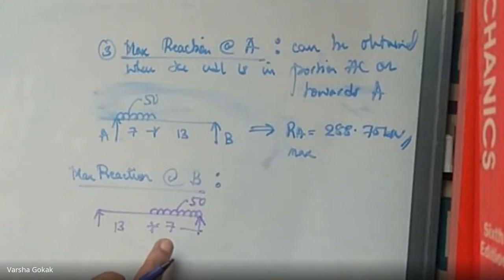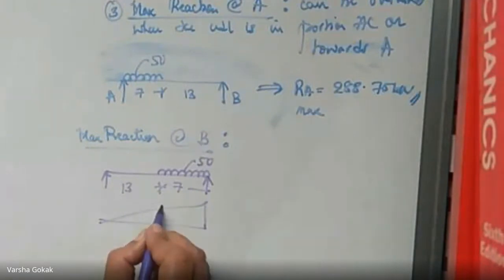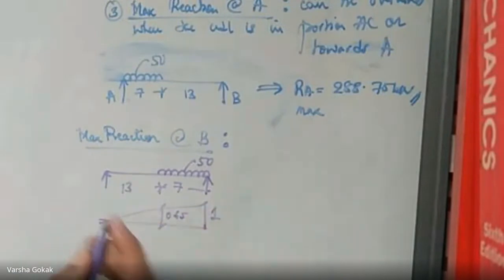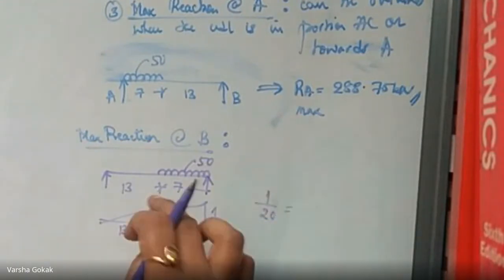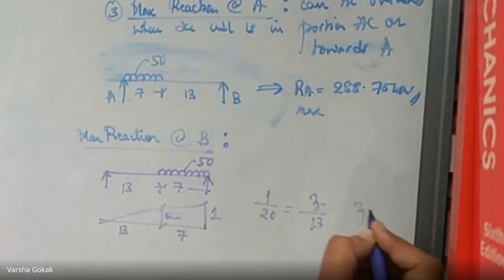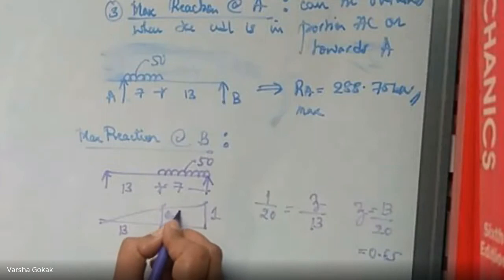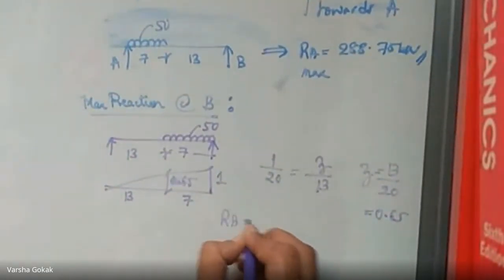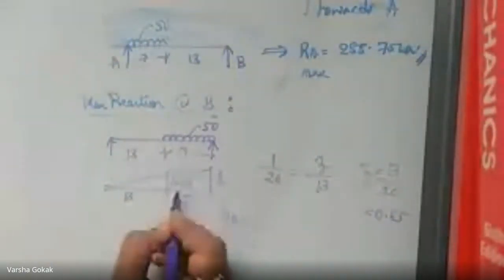So this is how I'm going to place the load to get the maximum reaction at RB. Accordingly, if I'm placing it like this, my IID diagram would be in this pattern, correct? Here. And this is your 1 and this is 0.65, just the reverse case. This is 7, this is 13. Else also you want to calculate, you can always calculate. It is 1 divided by 20 equal to z divided by 13. So z would be 13 by 20, which is nothing but 0.65, right? So this is 0.65. I know the ordinate. So if I want to calculate RB now, because the loading has changed, here I will take the area of the trapezoid.